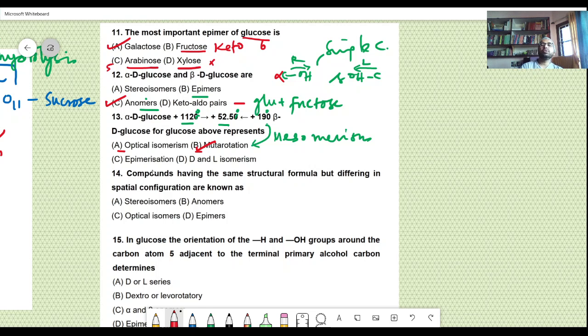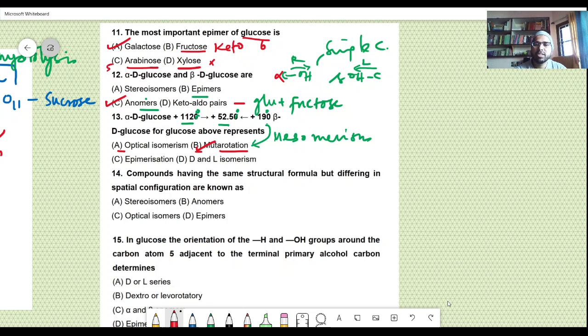Even if you choose A, it may be slightly right, but it's not quite the correct answer, because here you get the process. The process is 112 degrees plus 52 degrees giving rise to 19 degrees. So it's an optical rotation and a change that results in the mutarotation of the glucose. D and L isomerism are different. Then question number 14.